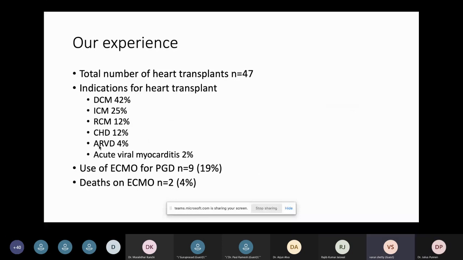Between 2010 to 2019, we've done a total of 47 transplants. The most common indication for transplants is DCM, followed by ischemic, restrictive, congenital, and we've done a few ARVD and myocarditis. Our use of ECMO is about 19%, and out of which we've had about a 4% mortality on ECMO.